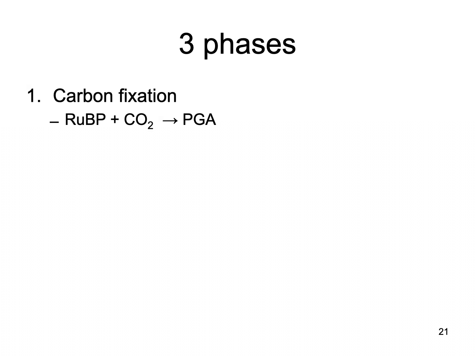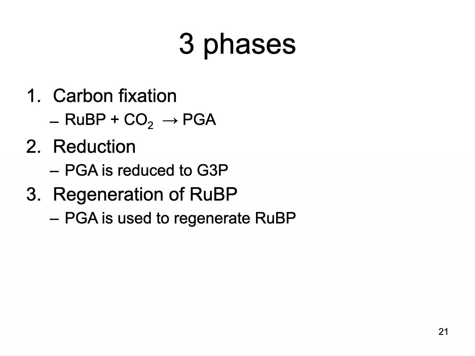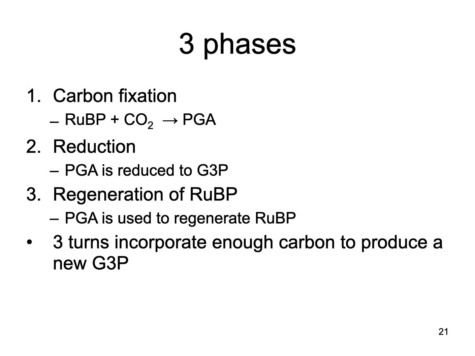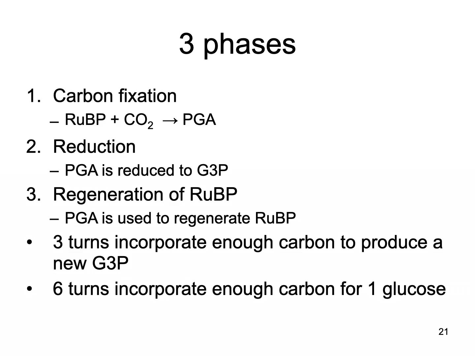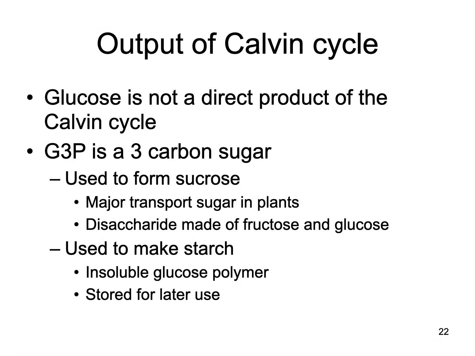Okay, this reaction, we're not going to know too many details here, but it does happen in three phases. The carbon fixation, which I just talked about. Then NADPH is used to reduce this PGA to G3P, and then we regenerate RuBP. And if we do this enough, we can produce extra G3Ps, and six of these are converted into sugar. Okay, so glucose is not a direct product here, but we can form sucrose, and we can make starch.